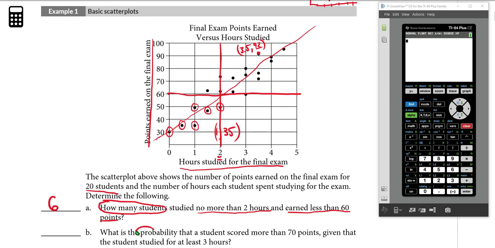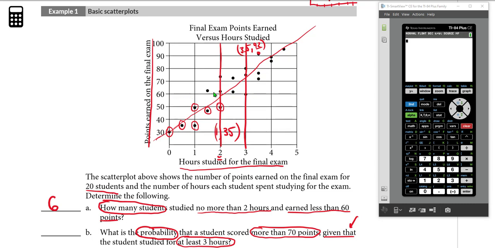What is the probability that a student scored more than 70? In this case, I'm going to circle this. More than 70, given that the student studied for at least 3 hours. So given that the student studied for at least 3 hours, what I'm going to do is draw a vertical line at 3 hours. So at least 3. I'm going to actually get rid of this horizontal line here.